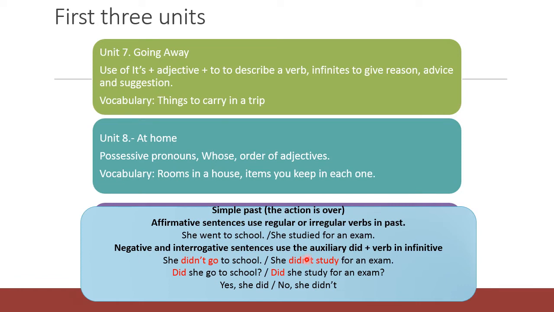Negative and interrogative sentences use the auxiliary did plus verb in infinitive. So check here. She didn't go to school. So anytime we use the auxiliary, the verb goes again to the infinitive without the preposition to. She didn't go to school. She didn't study for an exam. When we have a regular verb, it's easier because we just have to delete the -ed ending and then we get the verb in infinitive.